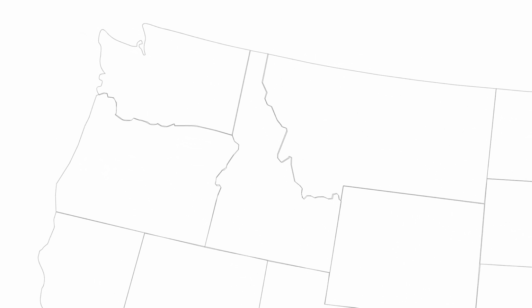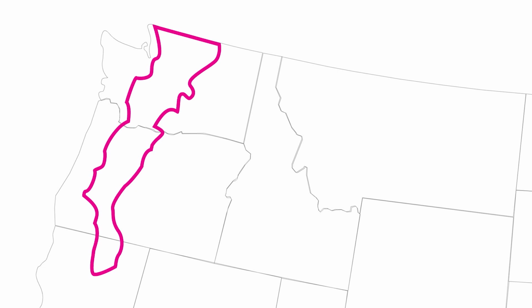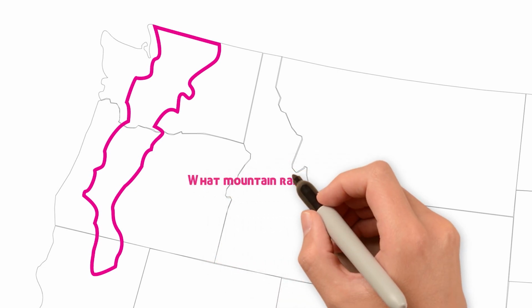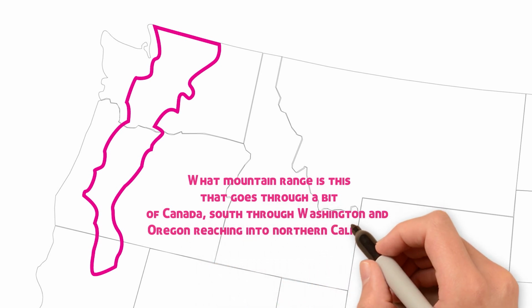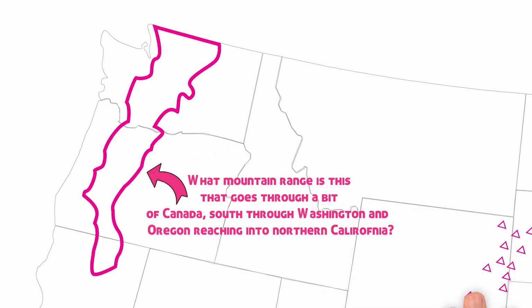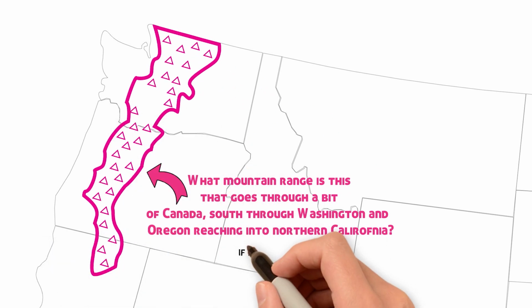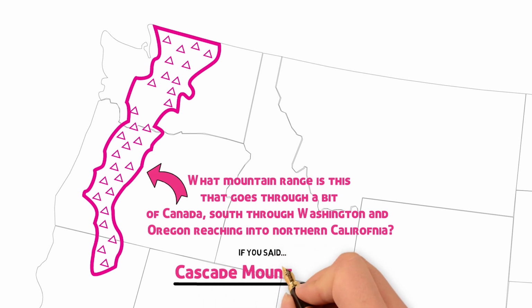Moving now to the Northwest Mountains. What mountain range is this that goes through a bit of Canada, south through Washington and Oregon, reaching into Northern California? If you said the Cascade Mountain Range, you would be right.